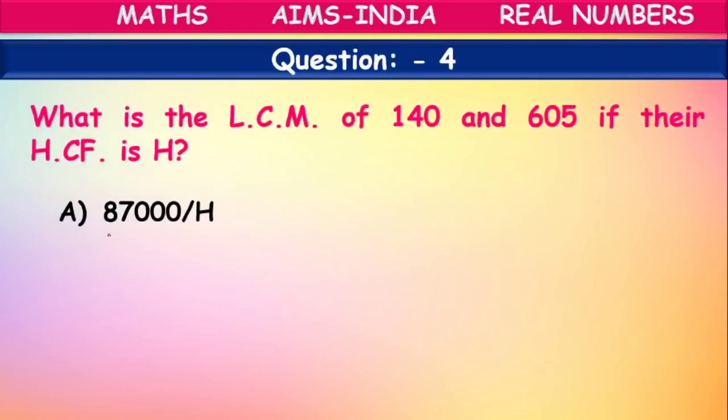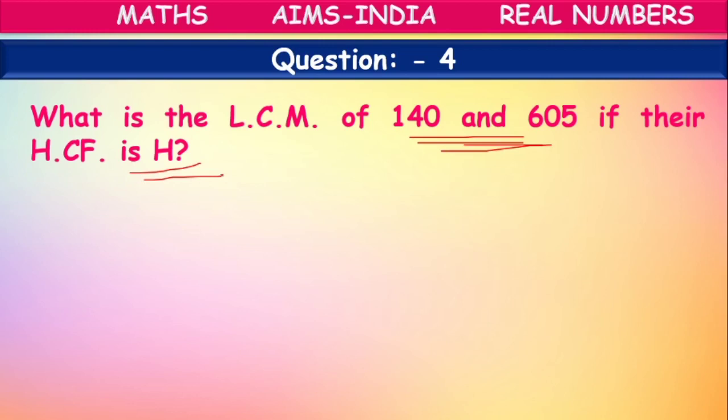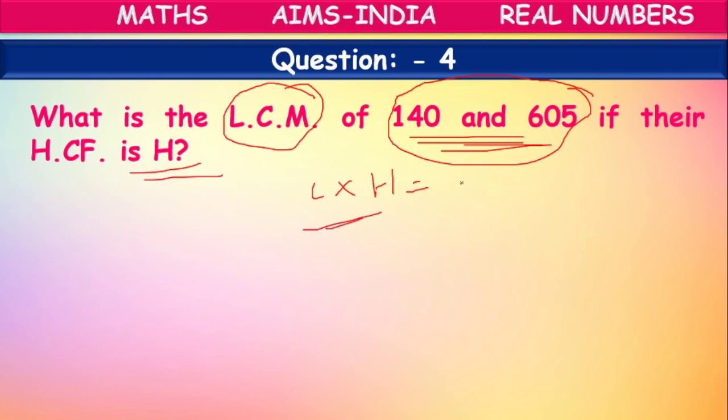Next. Question number 4, children. What is the LCM of 140 and 605 if their HCF is capital H? They have given HCF as capital H. Then what is the LCM they are asking? We know the relationship between two numbers and their LCM and HCF. So what is the relation? The product of LCM and HCF is equal to the product of the first number and second number.